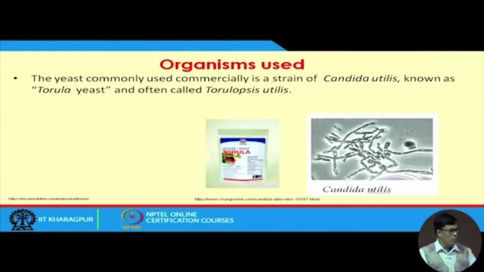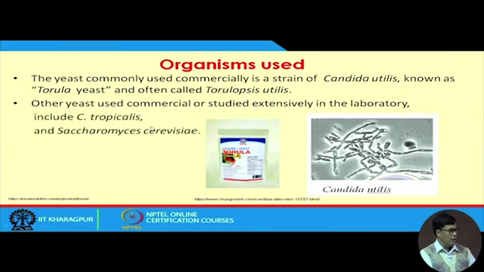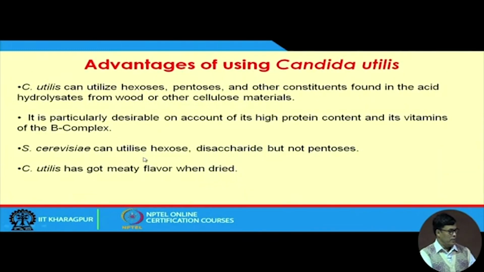Now, the yeast commonly used commercially is the strain of Candida utilis I told you just now, which is also known as Torula utilis. Torula utilis and Candida utilis are basically the same, and it is often called Torulopsis utilis. The other yeasts used commercially or studied extensively in the lab are Candida tropicalis and Saccharomyces cerevisiae.